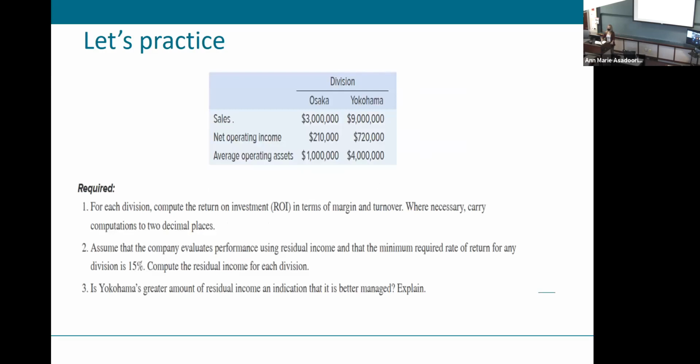Okay. So let's do number 2 now. Assume that the company evaluates performance using residual income, and the minimum required rate is 15%. What's the residual income for each division?